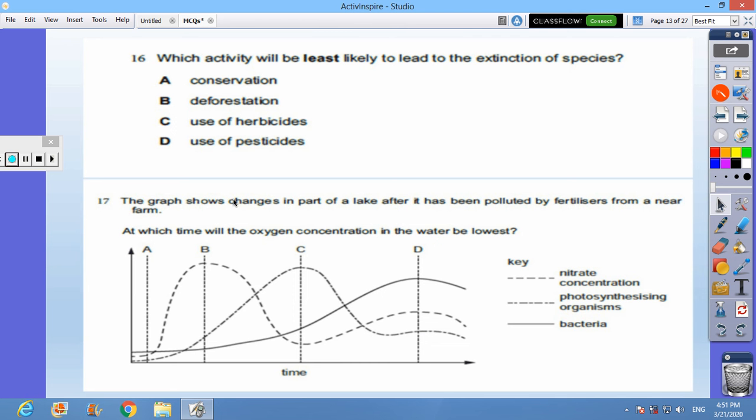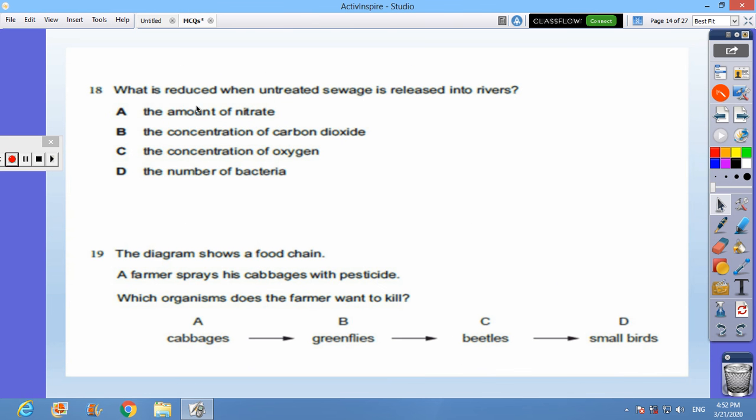17. The diagram shows change in part of a lake after it has been polluted by fertilizers from a nearby farm. At which time will the oxygen concentration in the water be the least? When bacteria growth is the most, which is D. Correct. 18. What is reduced when untreated sewage is released into the river? The answer is C, the concentration of oxygen.